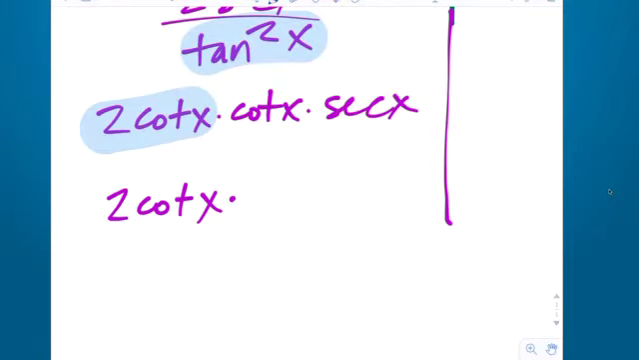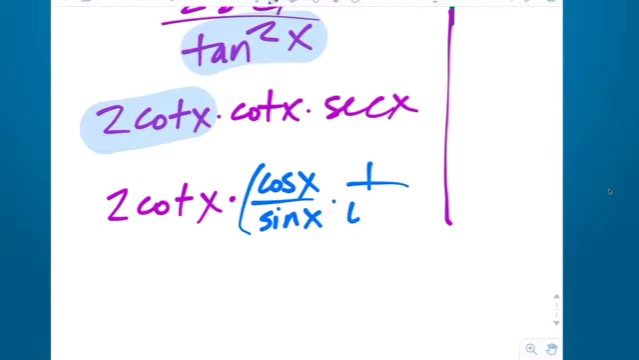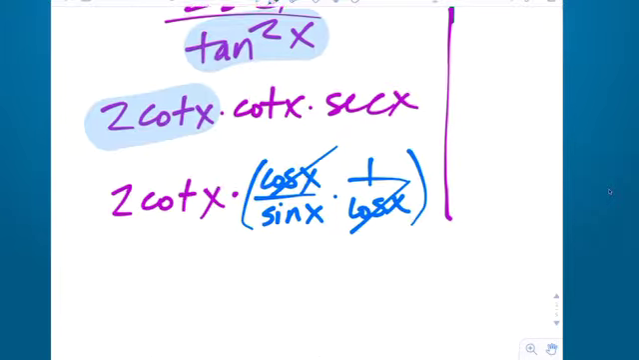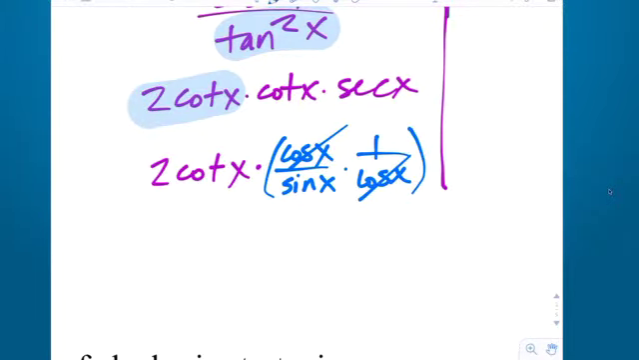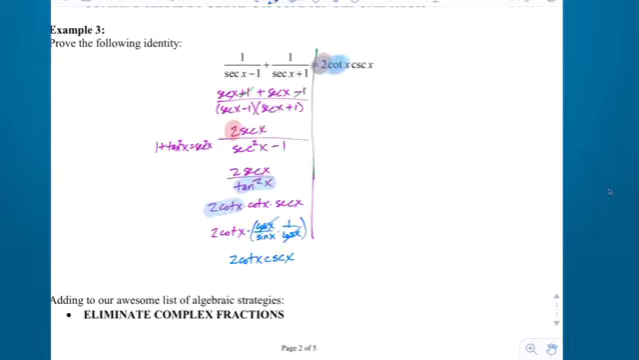So cotangent is cosine over sine, and secant is 1 over cosine. And now those divide out, and you're left with 1 over sine. What's another name for 1 over sine? Cosecant. So now you have 2 cotangent of x, cosecant of x. And is that what we needed on the right-hand side? Yes. So you can go ahead and sign off on it. Done.